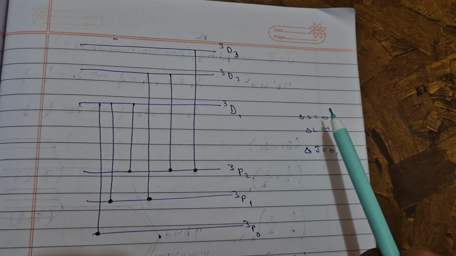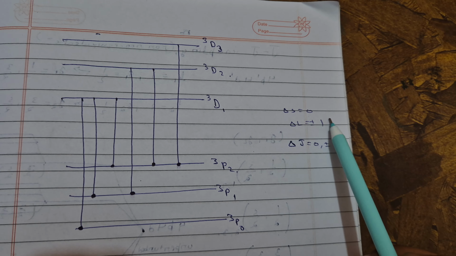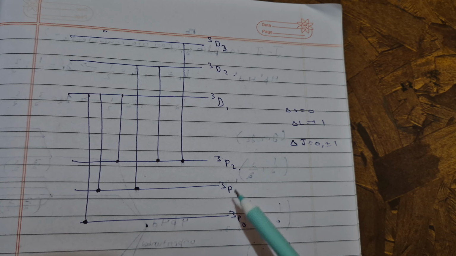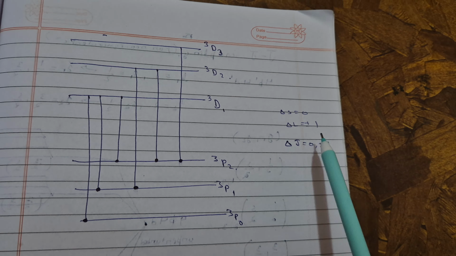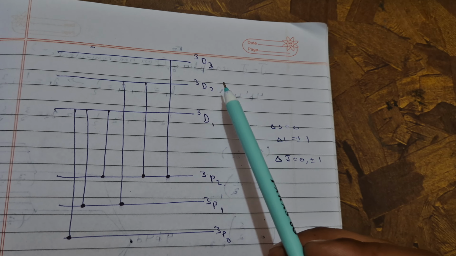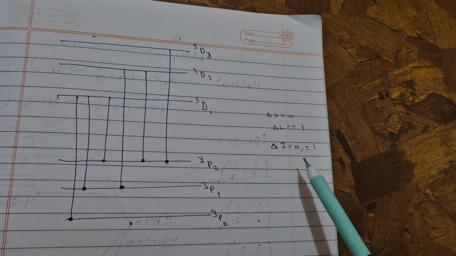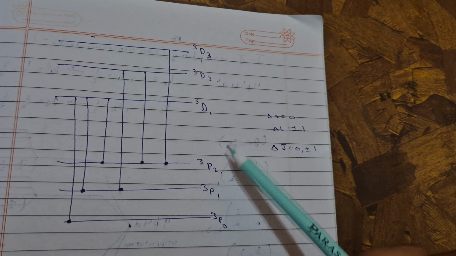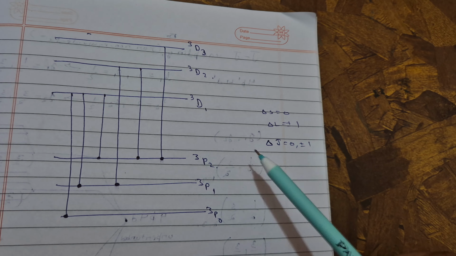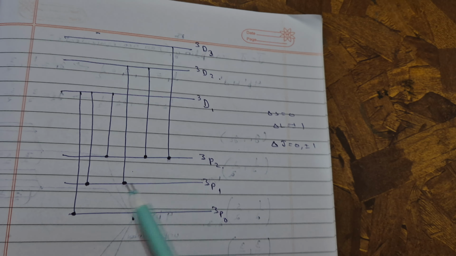So what are the rules? First, multiplicity must be same, means delta S must be 0. So 3 to 3 transition is possible, all have 3, here also multiplicity is 3, so transition is possible. Now delta L must be plus minus 1, so it must be D to P. So it can be any P, but see, it is also given that delta J can be 0 or plus minus 1. So here 3 to 2 is possible, but 3 to 1 is not possible because the difference is more than 1, that is 2. That's why this 3D3 will go to 3P2 only.